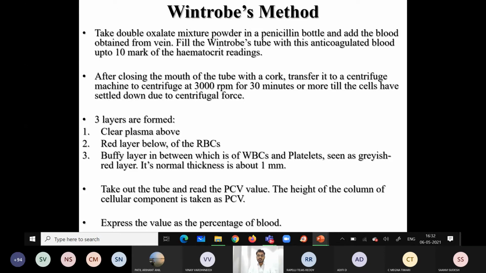After the 3 layers are formed, you have to take out the tube and read the packed cell volume value in the tube. How will you read the height of the column of the cellular component, like the below layer, where the RBCs have settled down? The height of the column of the cellular component is taken as the packed cell volume. As you see in the slide, the red layer below, which is formed of RBCs, you have to see just that to determine the packed cell volume, till what level it is there. That is the packed cell volume value. Express the value as a percentage of blood.